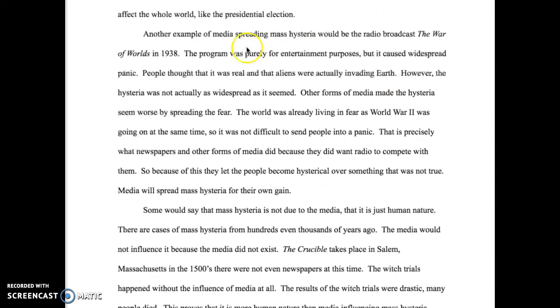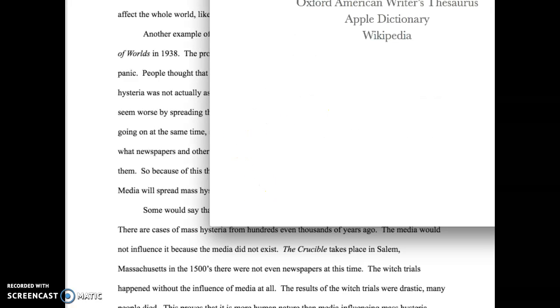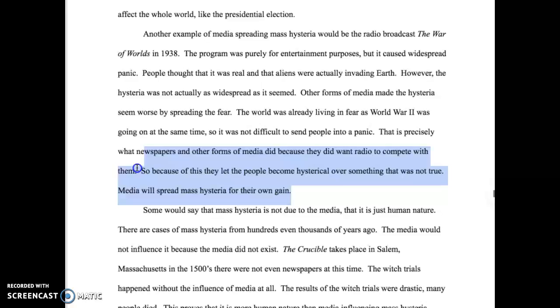Okay. All right, and then as we move into your next body paragraph, this is a pretty good topic sentence in a way that I really like how you, okay, that's not what I wanted. I really like how you ended this paragraph. Media will spread mass hysteria for their own gain, because it's a really powerful way to wrap up this paragraph. And you do have some good analysis with it.